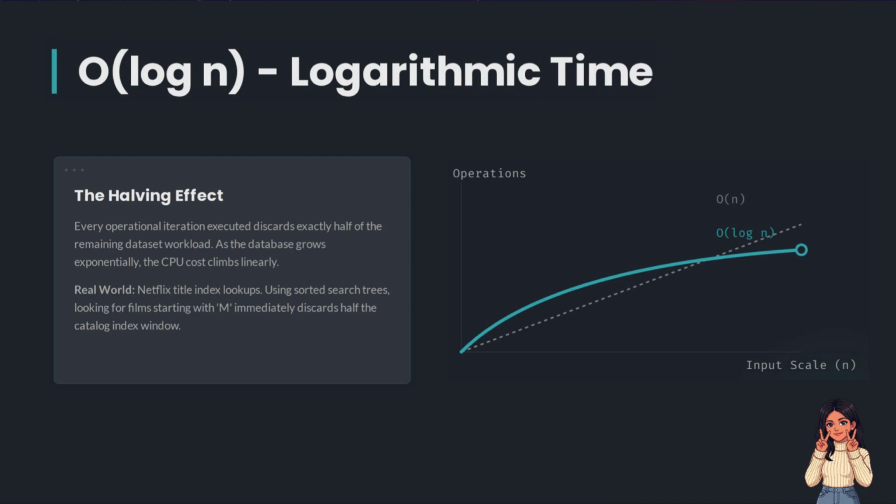Instead, databases use sorted search trees. If you type in a movie starting with the letter M, the system instantly discards everything from N to Z in its first calculation. It cuts its search window completely in half, then does it again and again. Because of this halving effect, even if Netflix adds hundreds of thousands of new titles to its platform, a logarithmic search query might only take 2 or 3 extra microsteps to find what you're looking for. It scales effortlessly.